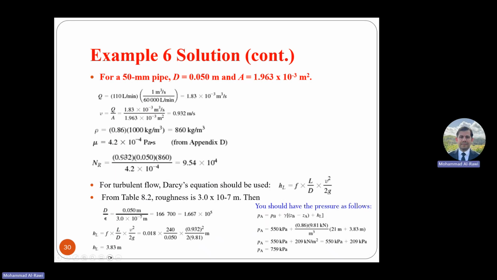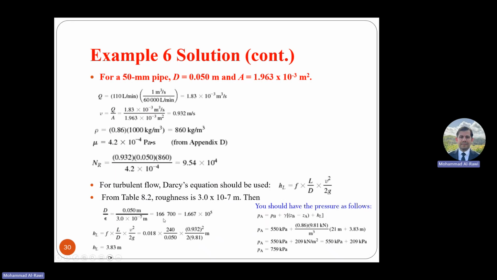Reynolds number would be the velocity multiplied by the diameter, multiplied by density, divided by dynamic viscosity. You get a turbulent value because it's bigger than 4000, it is 9.54 times 10 to the power 4. So technically it is turbulent flow, and therefore we need to use the Darcy equation for this application. HL equals F times L over D times V squared over 2G. From Table A2, roughness is 3 times 10 to the power minus 7, this is 10 to the power minus 7 meters. Then we could find D over E, 0.05 meters, and this value in meters.